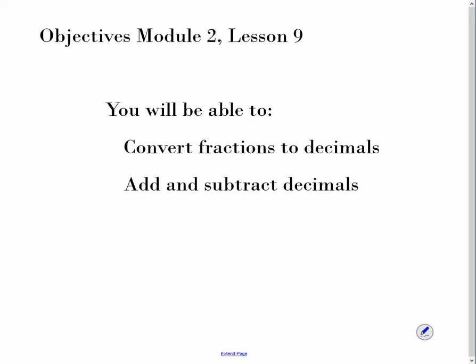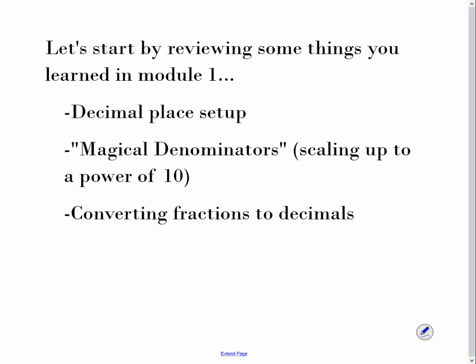But we are going to work on lesson 9 to start off with, because you know from the last module we like to skip around and pick and choose and prioritize. So we're going to go to module 2, lesson 9. The goal of this lesson is that you will be able to convert fractions to decimals, which you already should know how to do from module 1, and then take it a step further and add and subtract decimals.